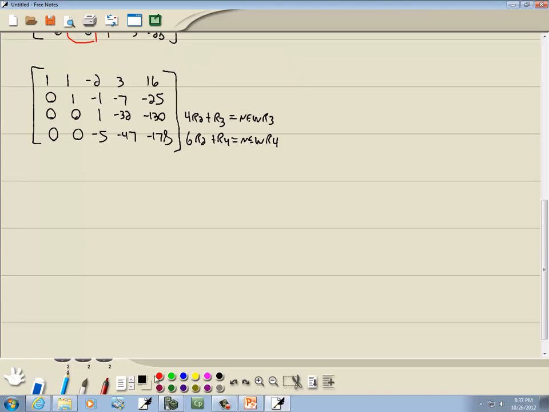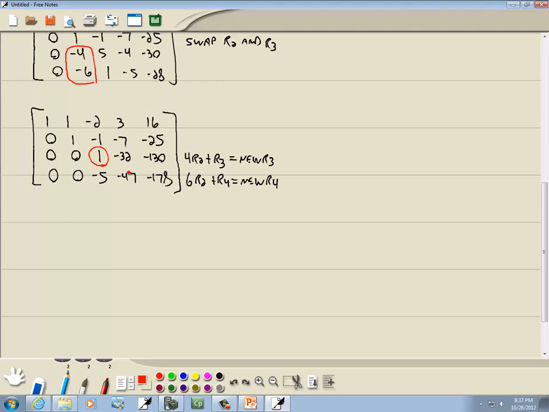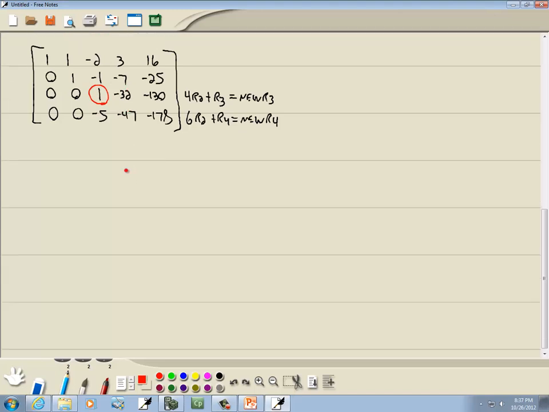Well, our next step is to get a 1 here, because we just finished with the second column, right here. Well, we got a 1 there, so that works out pretty good. So then what we want to do is get a 0 below it. So let's go ahead and work on that.